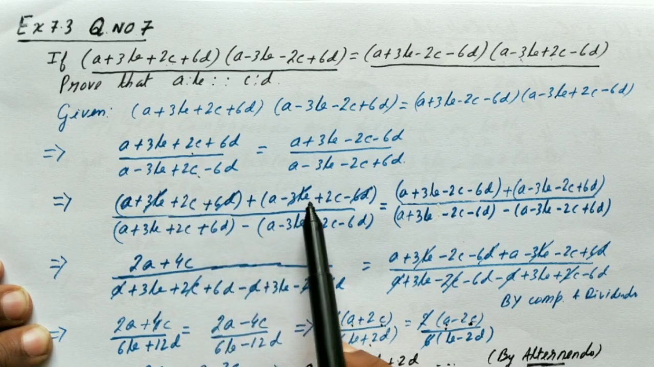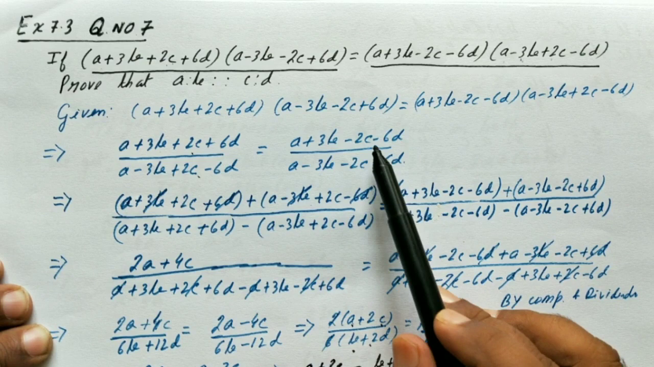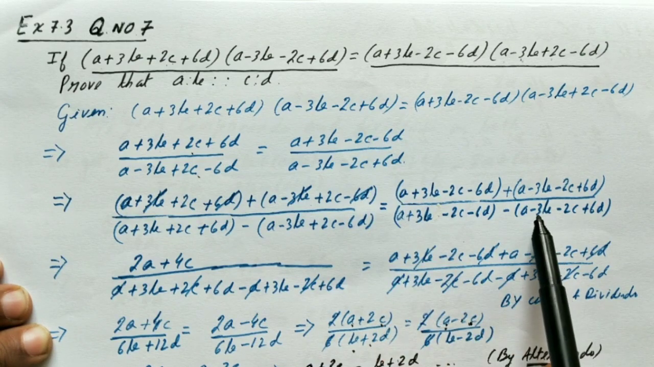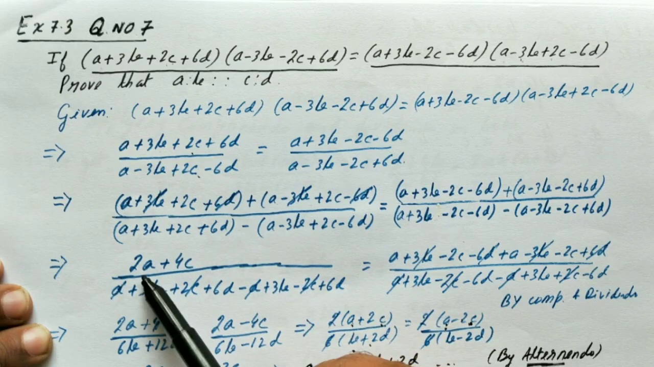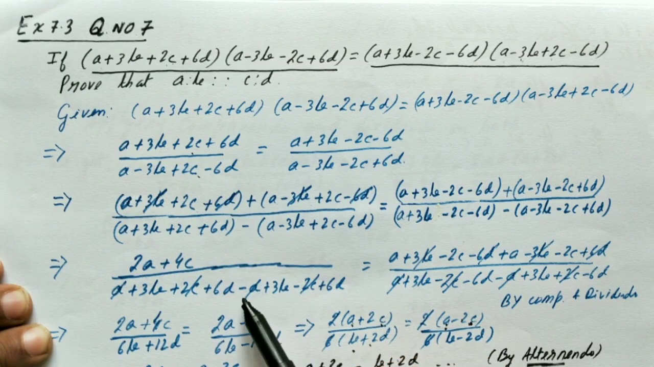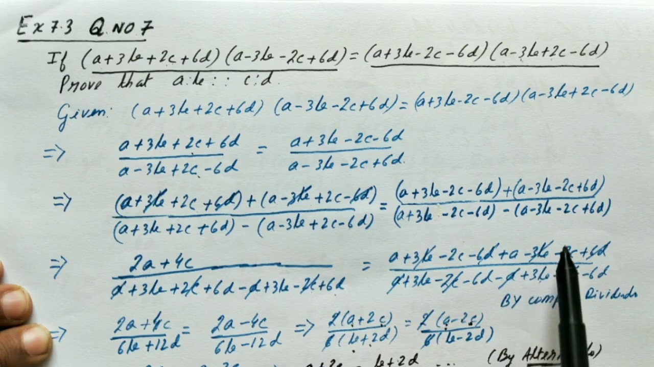Numerator plus denominator, numerator minus denominator. Same thing here also, numerator plus denominator, numerator minus denominator. A plus A is 2A, 2C plus 2C is 4C. Here the sign will change: minus A plus 3B minus 2C plus 6D. Here also minus A plus 3B plus 2C and minus 6D.